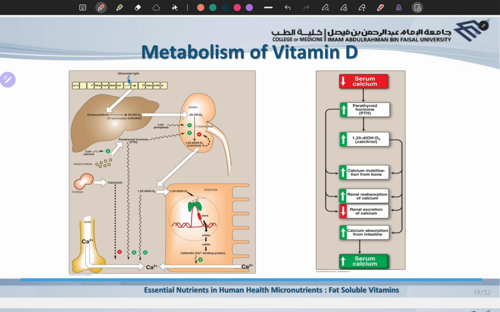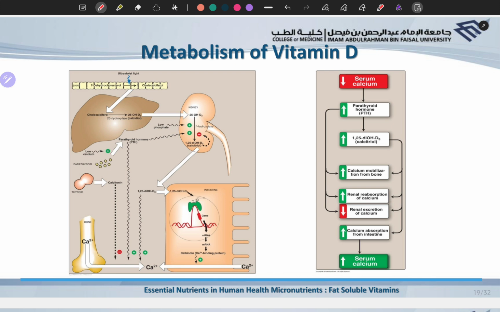Now this 1 hydroxylase is stimulated by 2 things: low phosphate and low calcium. Low phosphate directly, low calcium indirectly through parathyroid. As you can see here, low calcium indirectly through parathyroid is stimulating 1 hydroxylase, resulting in the synthesis of increased levels of calcitriol, and increased absorption of calcium from the intestine. In the presence of low calcium, through parathyroid, it will also cause mobilization of calcium from the bone. Is it clear?